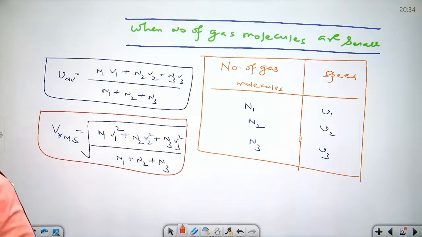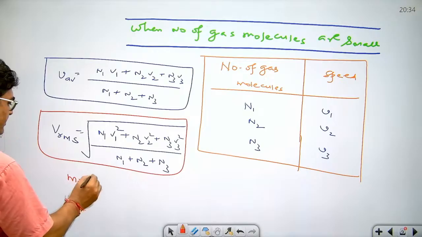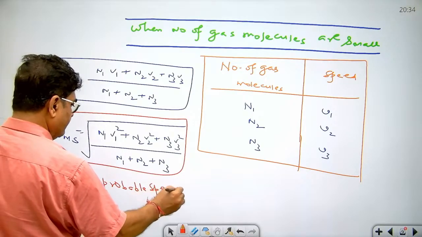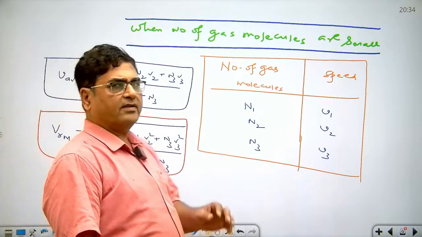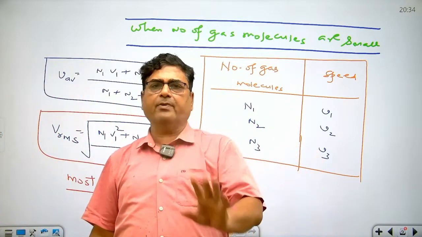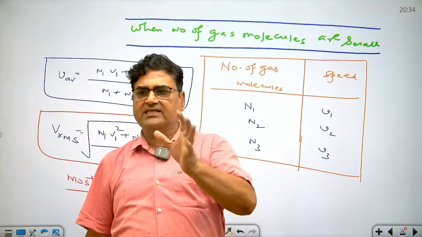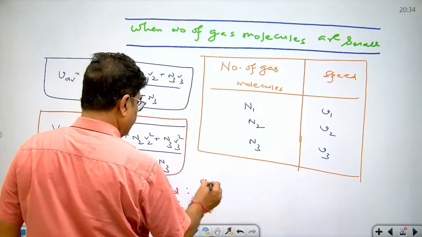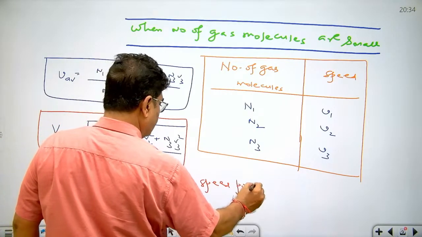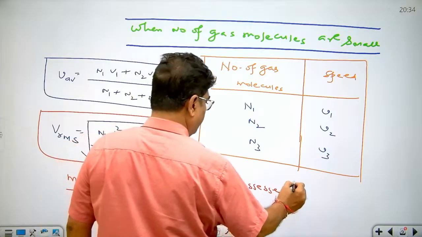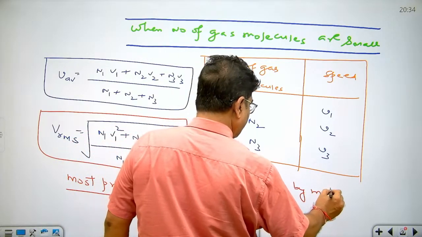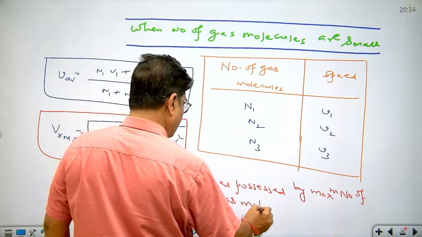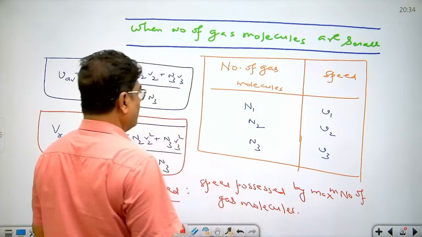And how do we write most probable speed? The speed possessed by maximum number of gas molecules is called most probable speed. Okay. Speed possessed by maximum number of gas molecules is called most probable speed. Okay.